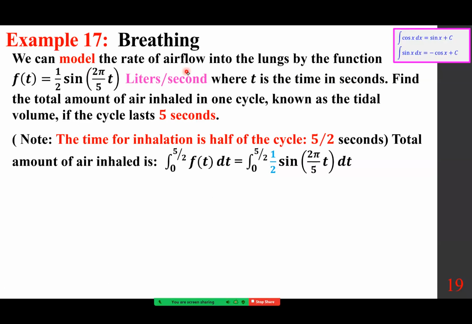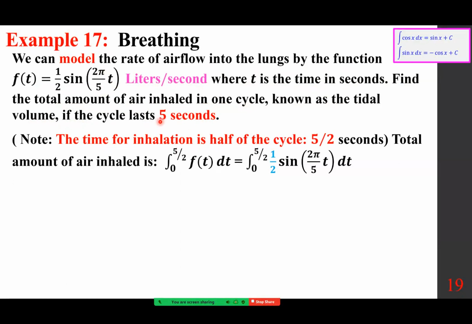We can model the rate of airflow into the lungs by the function f of t equals half of sine of 2 pi over 5 t liters per second, where t is the time in seconds. Find the total amount of air inhaled in one cycle, known as the tidal volume, if the cycle lasts 5 seconds. And here's the hint: the time for inhalation is half of the cycle.